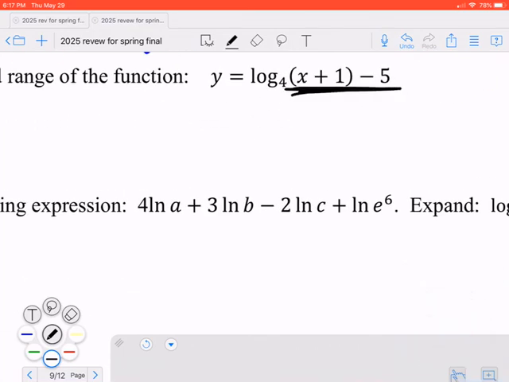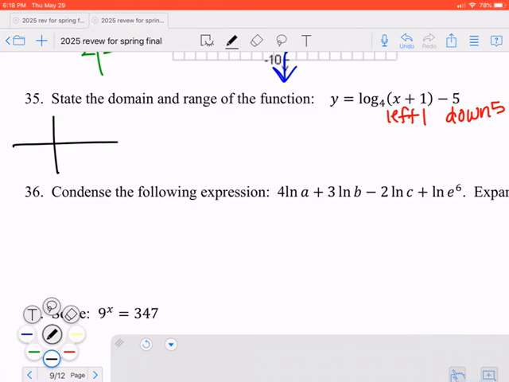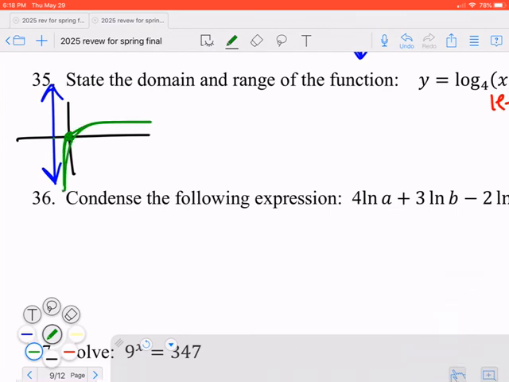Okay, so this one does have some shifts. Inside the parentheses, +1 means to the left 1, and -5 is down 5. So I like to do a little sketch, so that helps me. This is a logarithm, so the asymptote is up and down, and it's to the left 1. So there's my asymptote. I didn't do it dotted, I just did solid. If there was no down, we would go over 1 and then draw it like this. But we're down 5: 1, 2, 3, 4, 5. So I need to extend my asymptote. There we go, and there we go.